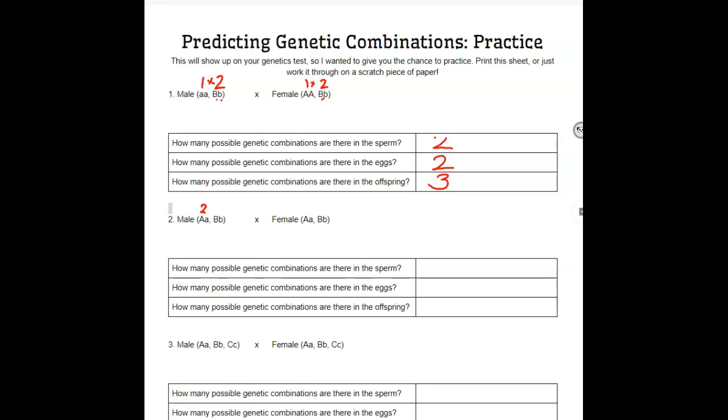All right, so big B, little b. So that means that I'm passing on 2 potential combinations to my offspring for my male. So 2 times 2 is going to equal 4. 4 potential combinations for my male. My female also has 2 options that she could give to her eggs. 2 potential combinations for B that she could give to her eggs. 2 times 2 is going to be 4.